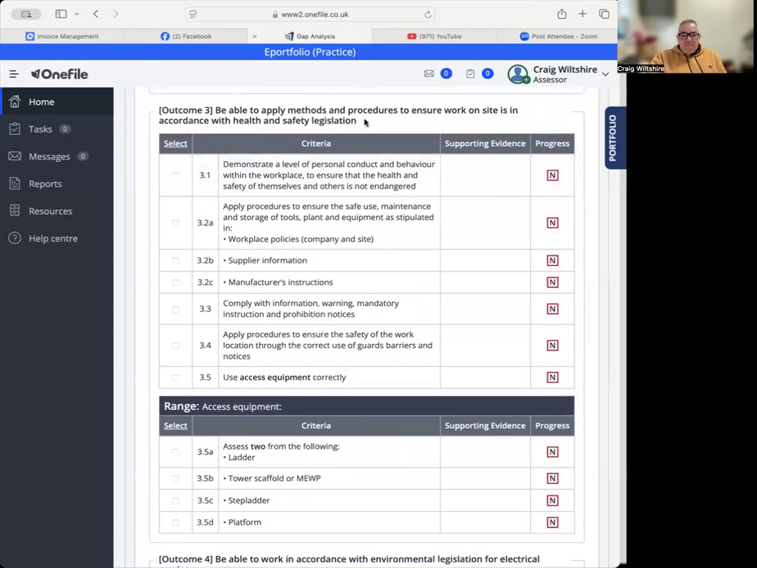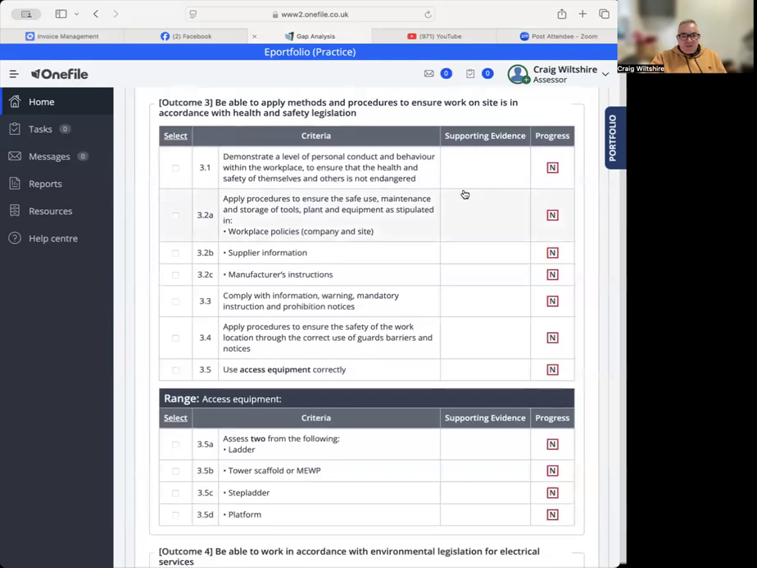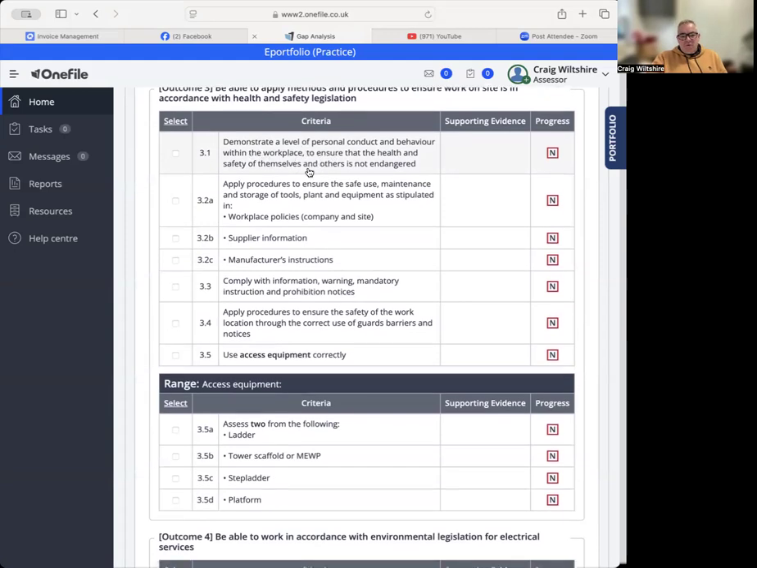Next outcome, then: be able to apply methods and procedures to ensure work on site is in accordance with the health and safety legislation. So, demonstrate a level of personal conduct. So this is demonstrating how you behave on site. It could be just a general picture of the site, like walkways, and entry and exit. It could be that there are certain routes you have to use, and certain routes you can't use. You can also discuss with your assessor site behaviour, messing about, pranks, things like that, that can cause accidents and really damage people's health and safety on site. So that's what you're looking for there, right?